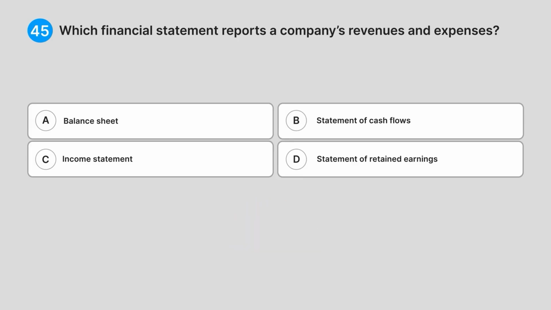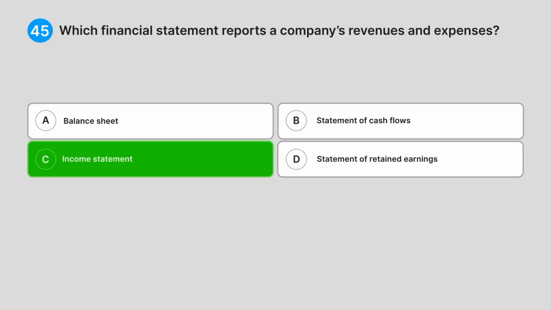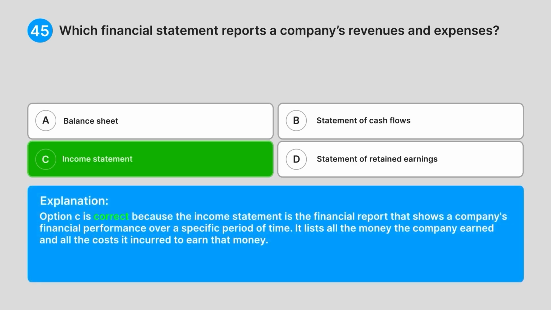Correct answer, C. Income statement. Explanation. Option C is correct because the income statement is the financial report that shows a company's financial performance over a specific period of time. It lists all the money the company earned and all the costs it incurred to earn that money.